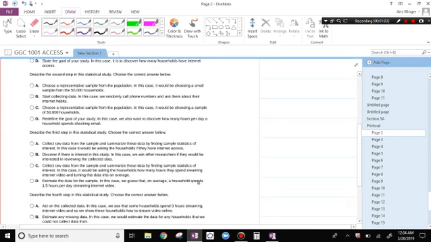Describe the second step in this statistical study. Choose the correct answer below. Choose a sample from the population. In this case, it would be choosing a sample of 50,000 households. So pick a sample.